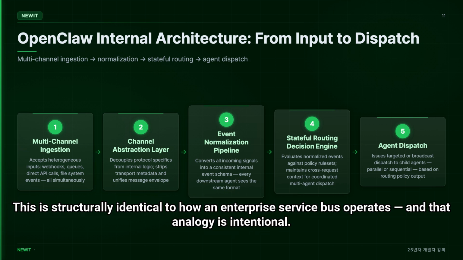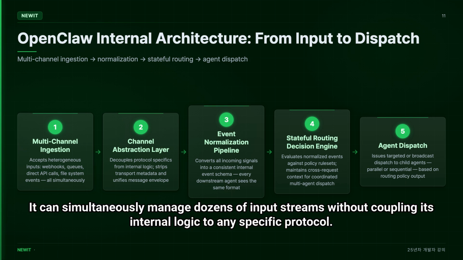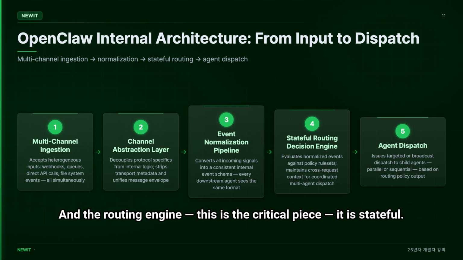This is structurally identical to how an enterprise service bus operates, and that analogy is intentional. The channel abstraction layer is what gives OpenClaw its horizontal breadth. It can simultaneously manage dozens of input streams without coupling its internal logic to any specific protocol. The event normalization pipeline ensures that every downstream agent sees a consistent message schema regardless of where the original signal came from. And the routing engine, this is the critical piece. It is stateful.